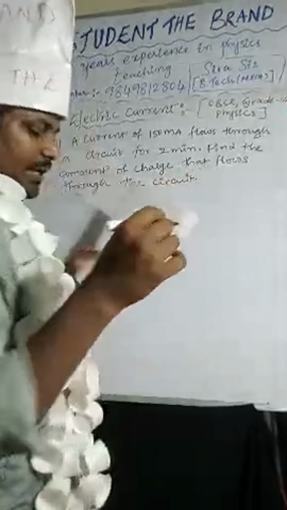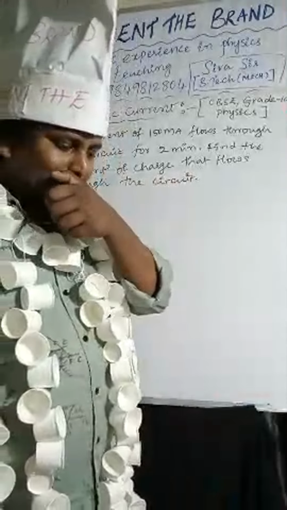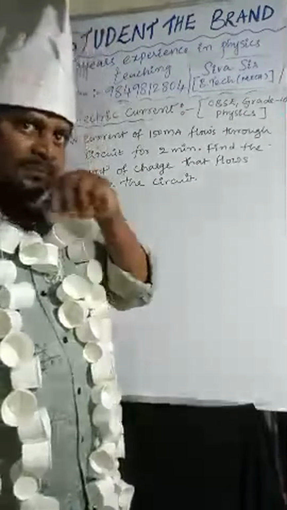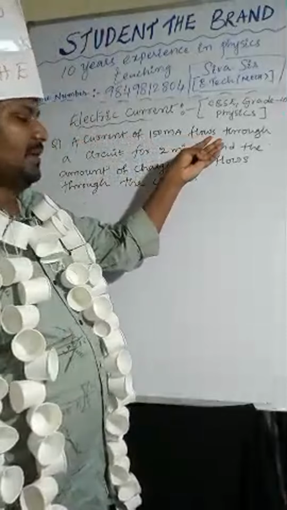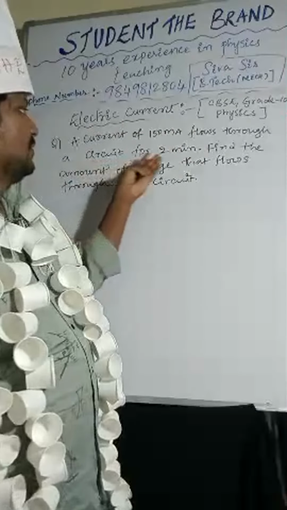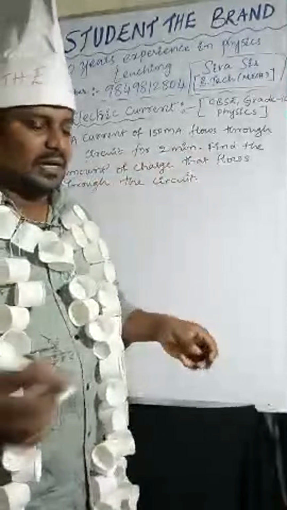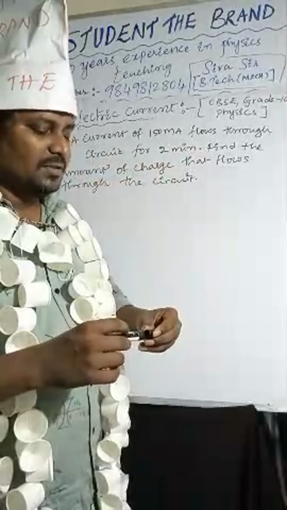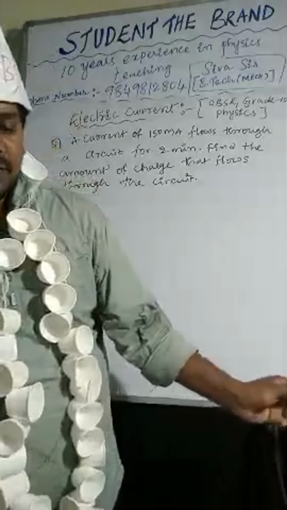Okay. So here they're asking, now you can see, a current of 150 milliampere flows through a circuit for 2 minutes. Find the amount of charge that flows through the circuit. Can anybody solve this one? How much you'll get? How to solve? Can you try it once? So try this question.